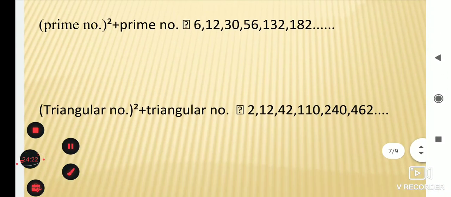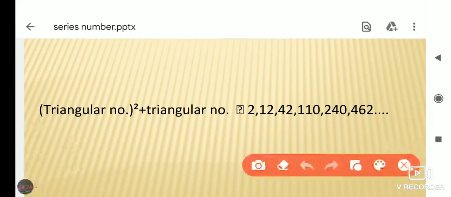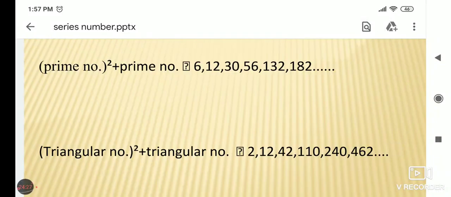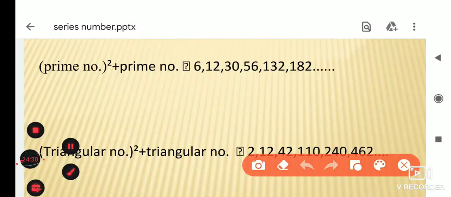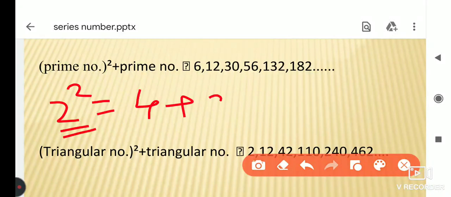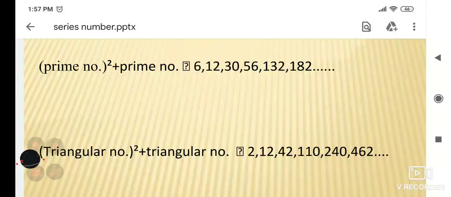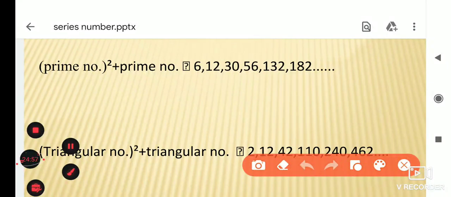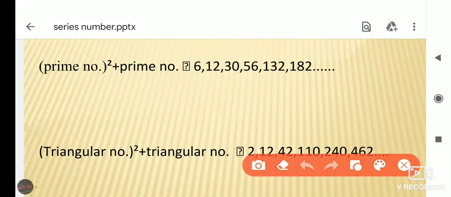Next series, that is prime number square plus prime number. The first prime number is 2. So the square of 2 is 4, plus the prime number, that is 2 itself, if we add, we get the first number, that is 6. The next number is 12.